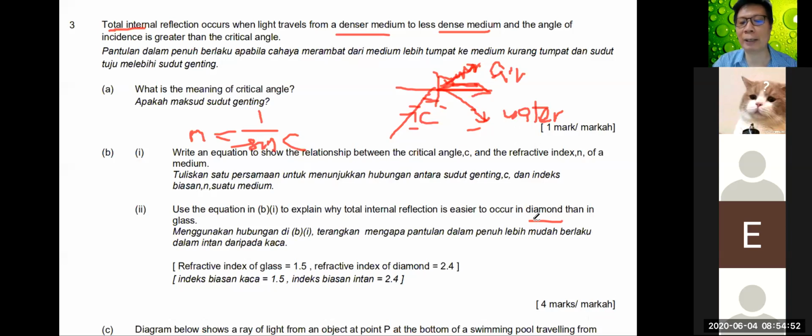That's the reason for diamond. Diamond easily has total internal reflection. That's why you see the diamond very shiny, right? All the light gets stuck inside. The light cannot come out. The light is stuck inside the diamond. Why? Because diamond has a very small critical angle. A small critical angle means more light will go in at an angle bigger than the critical angle, so all the light will be reflected internally. That's the reason.